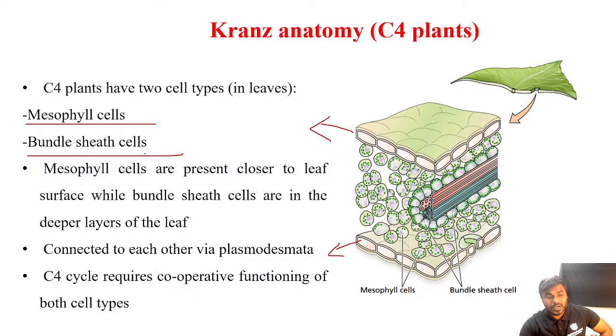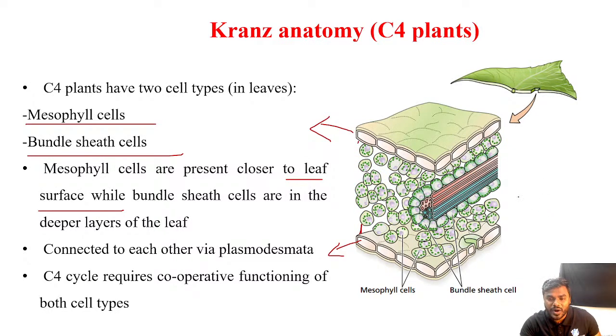Friends, what are the major differences between the mesophyll cell and the bundle sheath cell? Everyone listen. Mesophyll cells are those type of cells which are always present very close to the leaf surface. You can see here, this is the surface, right? Mesophyll cells are always present near the leaf surface. And the unique statement: they are present very close to the leaf surface and have a great amount of intercellular spaces.